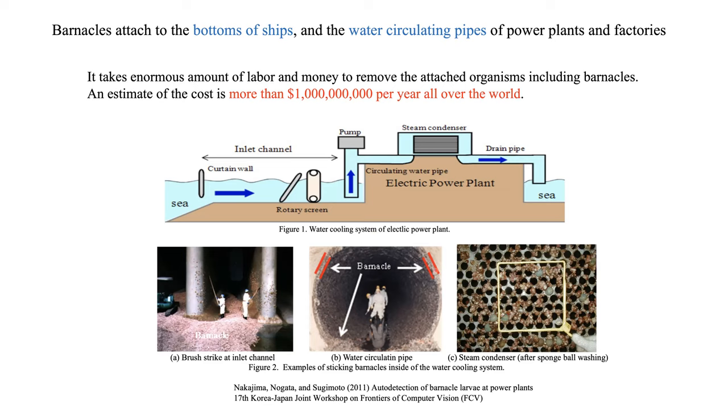I think this web is placed at the entrance and the exit of the pipes, but the webs are also covered by the barnacles. And such barnacle attachment reduces the efficiency of the power plant. As shown in this picture, people try to remove the barnacles, but it takes an enormous amount of labor and money to remove the attached organisms, not only the barnacles, but various organisms attached.